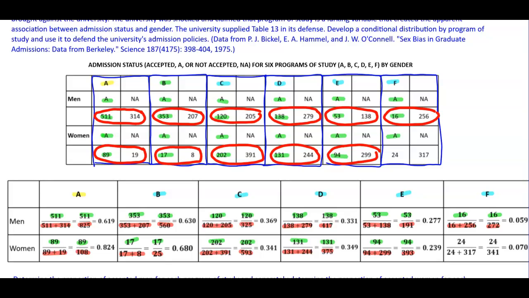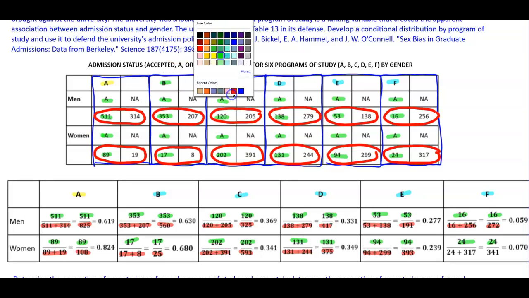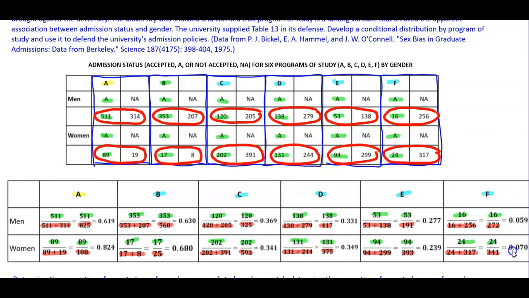And how many women were accepted in the program? There were 24. So we're going to add up how many women were in that program, which is 24 plus 317. So when we add those two numbers together, we get 341. So 24 divided by 341 gives us 0.070.